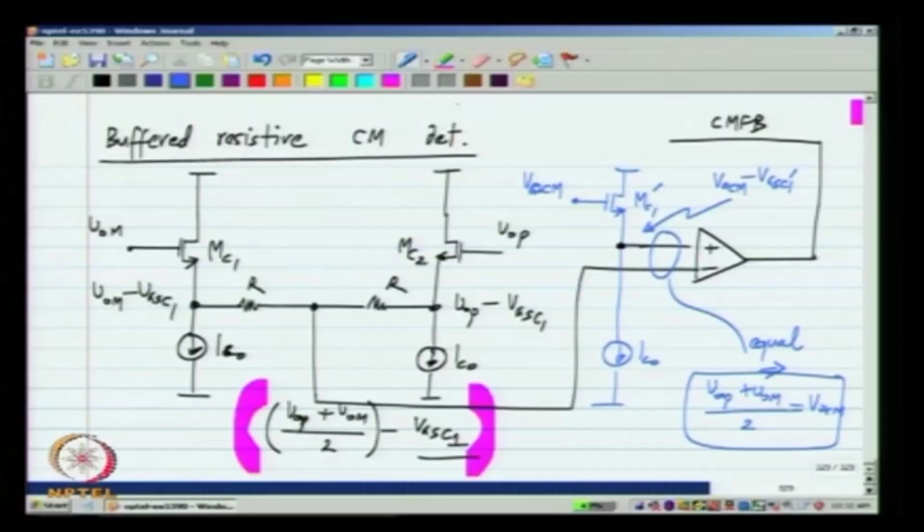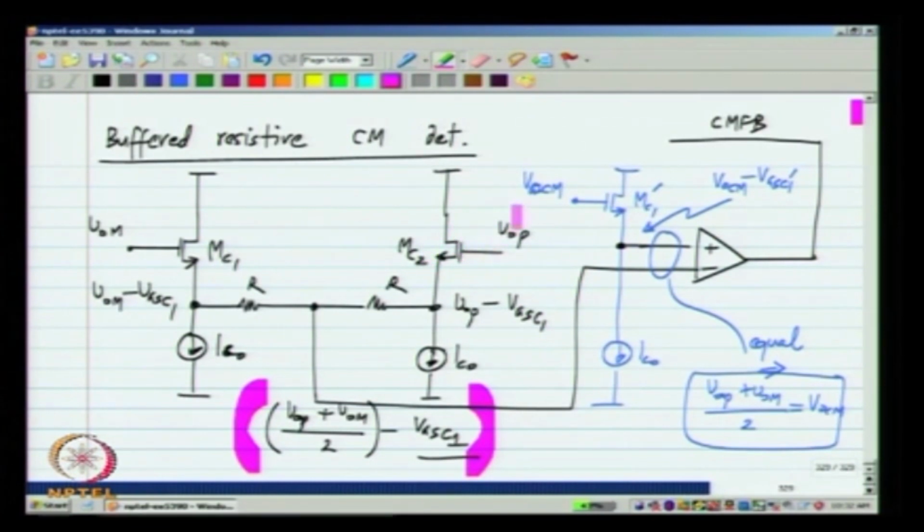So, this buffered resistive common mode detector clearly does not load VOP and VOM, because looking into the gates of MC1 and MC2, we have high impedances. But the problem now is that initially when we had only resistors, the range was infinite. I mean, practically you could have a VOP and VOM of any values. Now, if VOP and VOM become very small, they will drive these current source transistors into saturation. You can find out for yourself what the limits are. ICO, these current sources are also implemented using MOS transistors. And similarly, if it becomes very large, MC1 and MC2 will go out of saturation and into triode region.